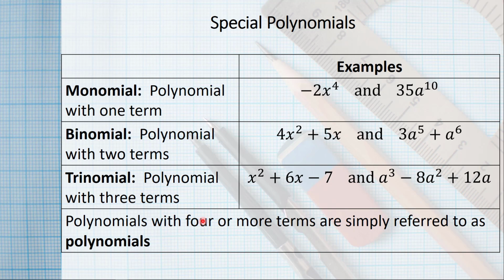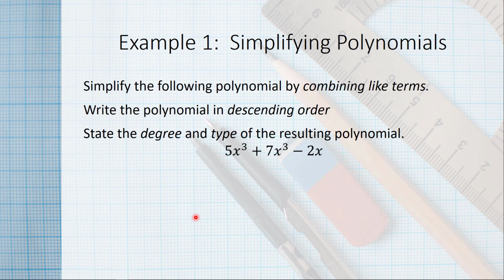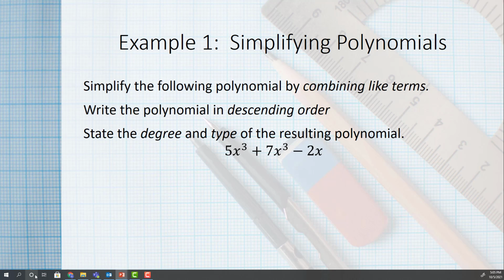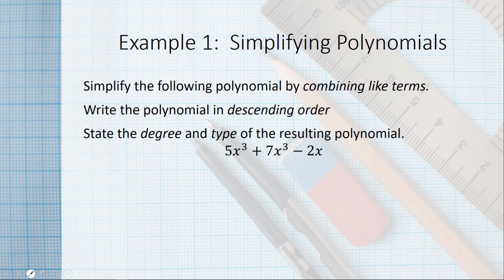And this brings us to the examples that we need to deal with. And here is our first one. Simplify the following polynomial by combining like terms and then write the polynomial in descending order. So what are like terms? Like terms are basically terms that have the same variable and the same power. So 7x cubed and 2x are not like terms.